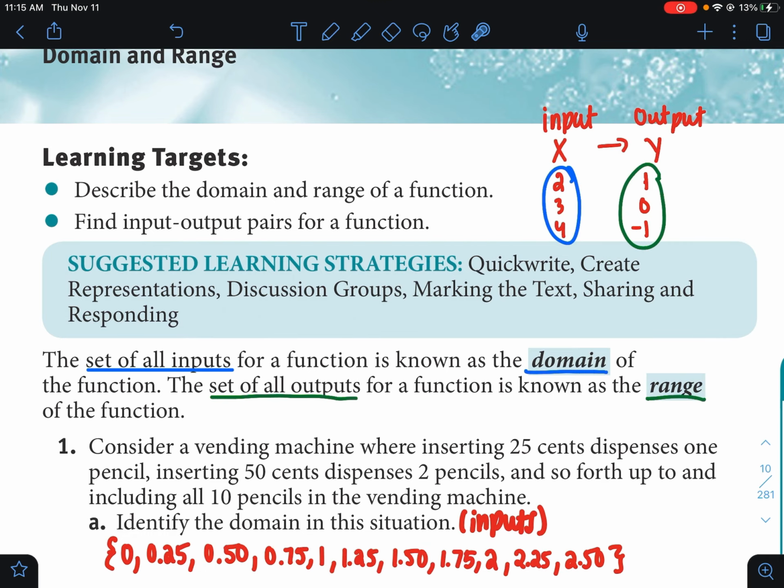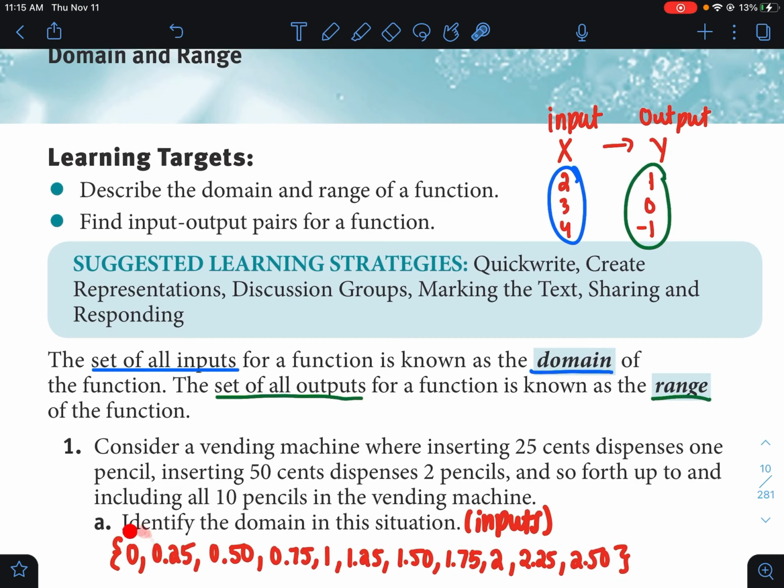So start off here, I could obviously input nothing, so that would be a 0. I could input 25 cents, I could input 50, 75, $1, 125, 150, 175, $2, 225, all the way up to 250. Because it said here I can get up to 10 pencils.